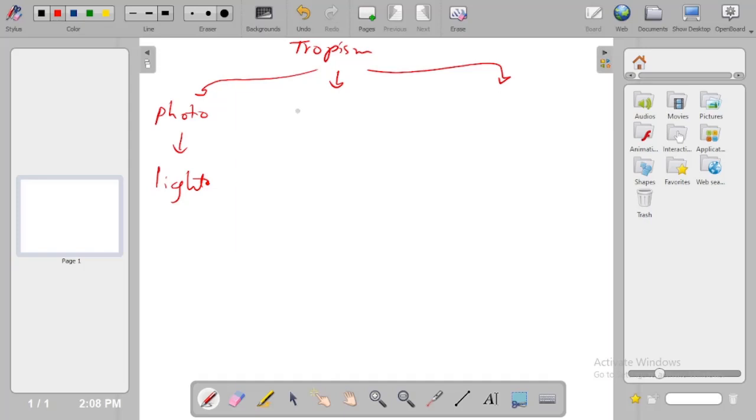Number two, geotropism. Geotropism means that the effect is gravity. Number three, hydrotropism, and this means that the effect is water.